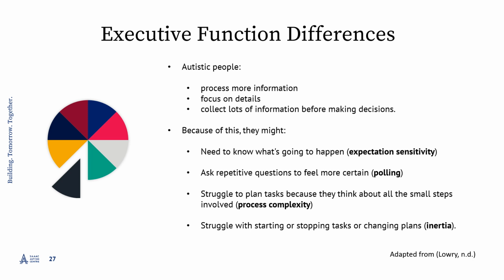They're already processing extra information, so knowing what's going to happen can make it easier for them to manage tasks and routines. This is known as expectation sensitivity. They may ask repetitive questions to feel more certain about something, which is known as polling. They may struggle to do things like set goals and plan and prioritize because they think about all the small steps involved in a process instead of thinking about the big picture. This is known as process complexity.